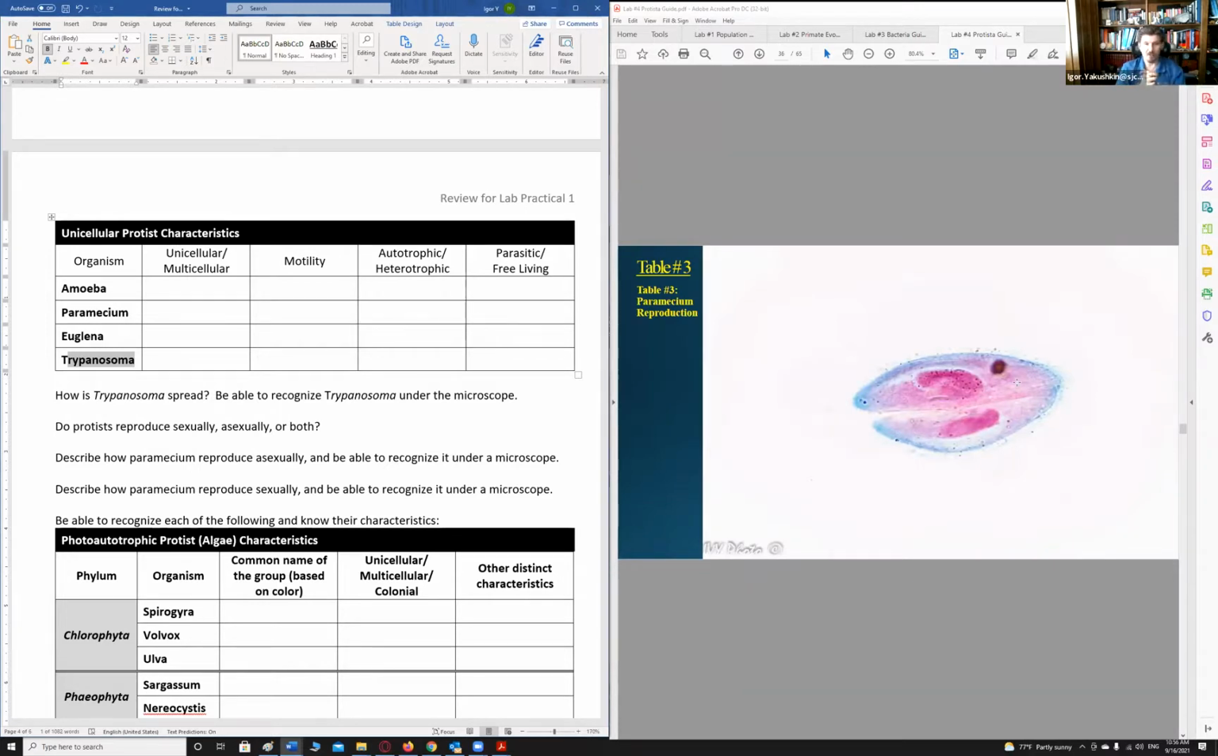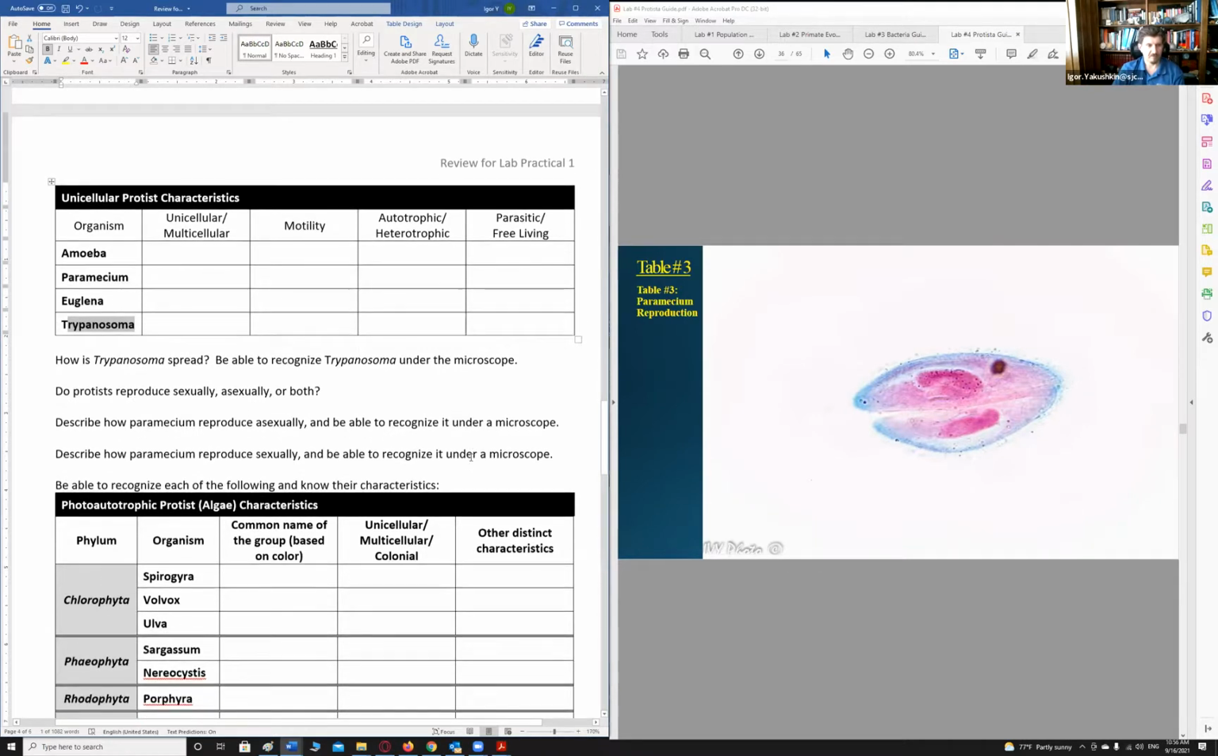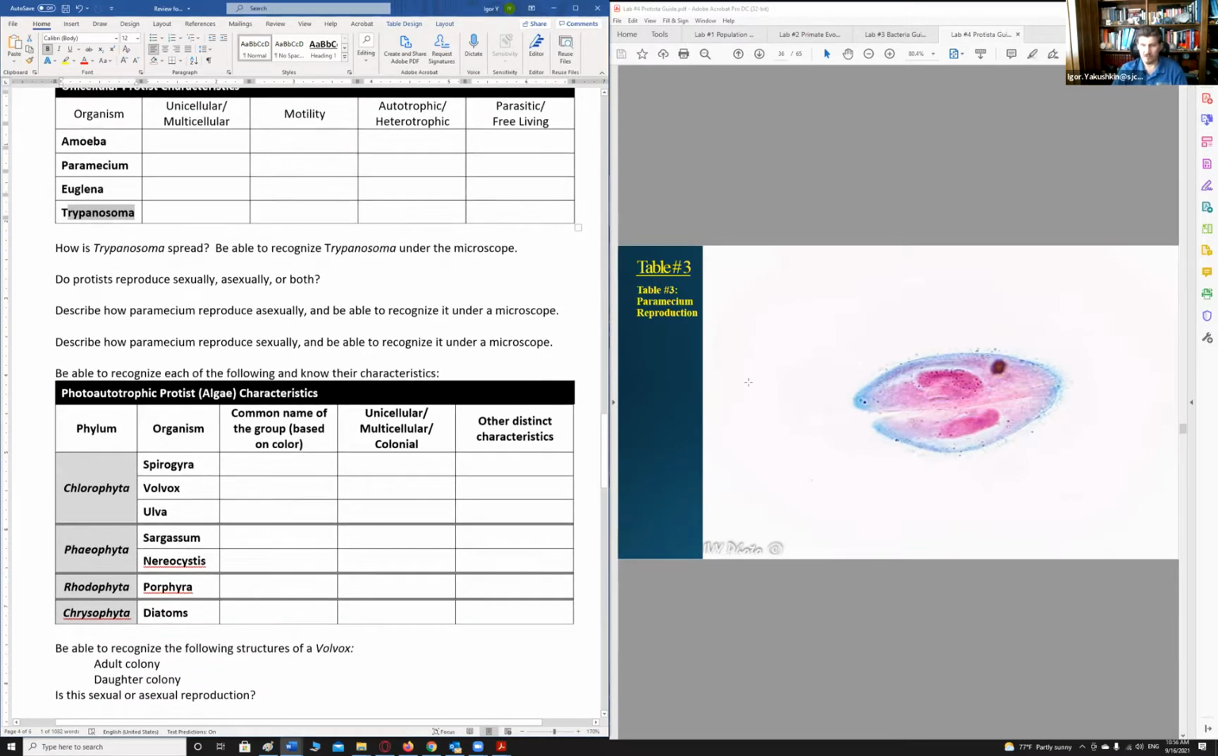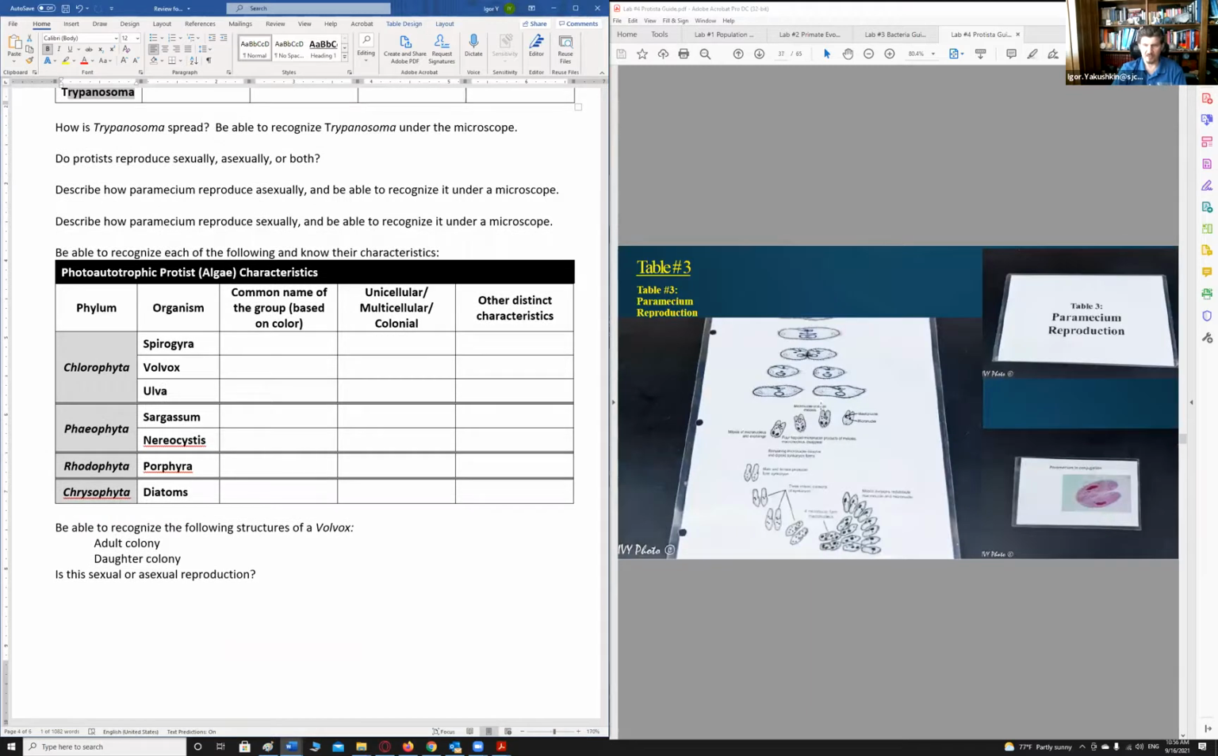Again, we're looking at the fusion, merging of the... not bacteria, parameciums. So that's the eukaryotes, right? The question might say, is it a sexual or asexual reproduction? Well, you'll see, that's definitely sexual reproduction. All right, so yes, reproduction, we talk about that.